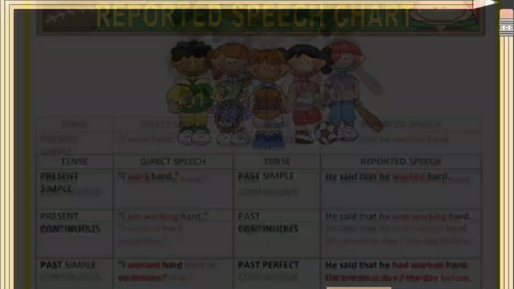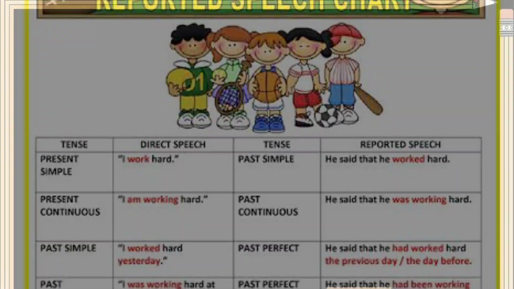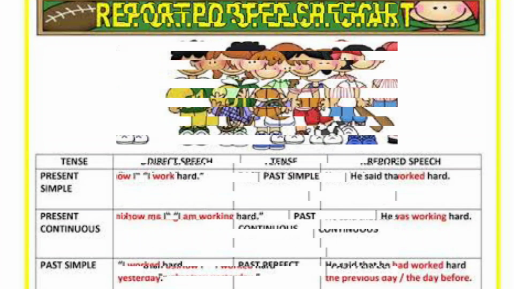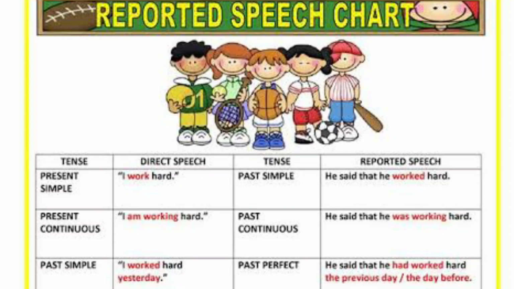Now let's understand the same thing through this chart. Tense is simple present, or the present simple, written over here, and speech is direct. I work hard. It will go into past simple, and in reported speech it will be: he said that he worked hard. Present continuous: I am working hard. It will go into past continuous. He said that he was working hard.